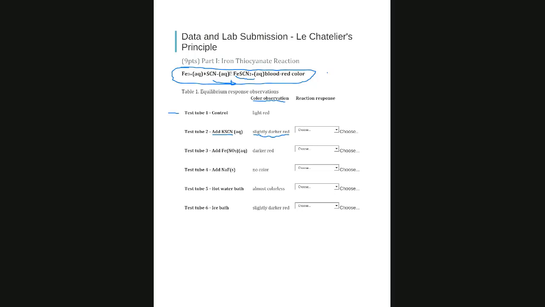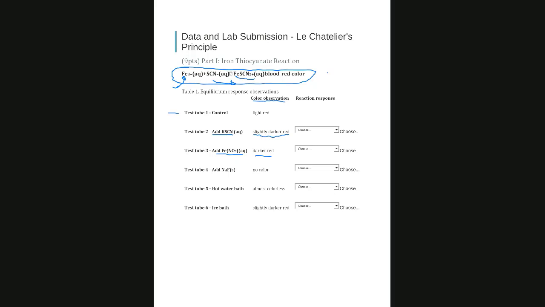How about the second one? Tube number 3. You add iron nitrate. Again, you are adding a reactant, and they're saying it's darker red. So you figured it out. What is the response? Similar to the previous one, because if we add reactant... Exactly. Yes, Alonso. That's correct.